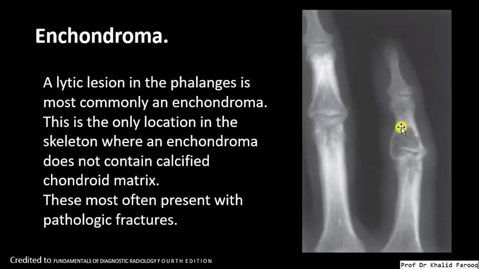Here we have a well-defined lytic lesion in the proximal portion of the middle phalanx of the index finger. This is an enchondroma. However, we will have a differential of bone cyst versus GCT because it is subarticular in location.